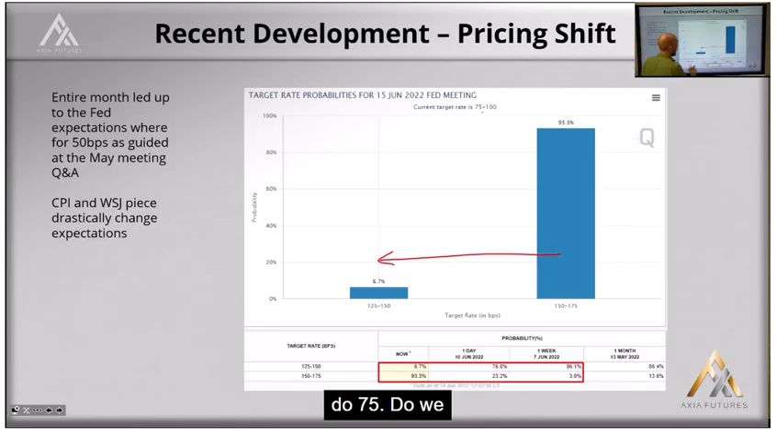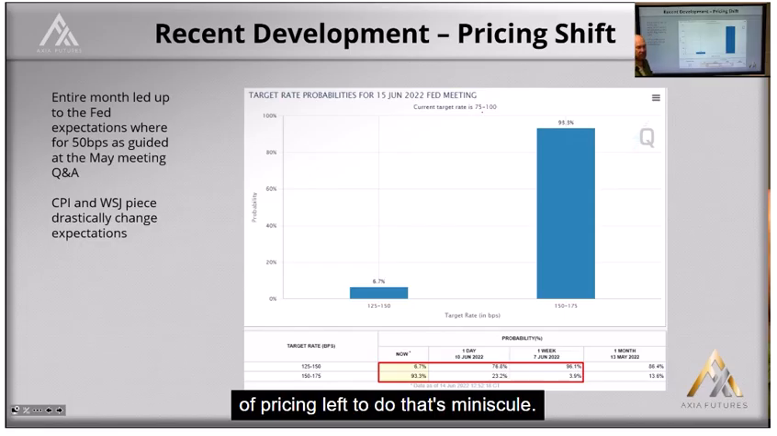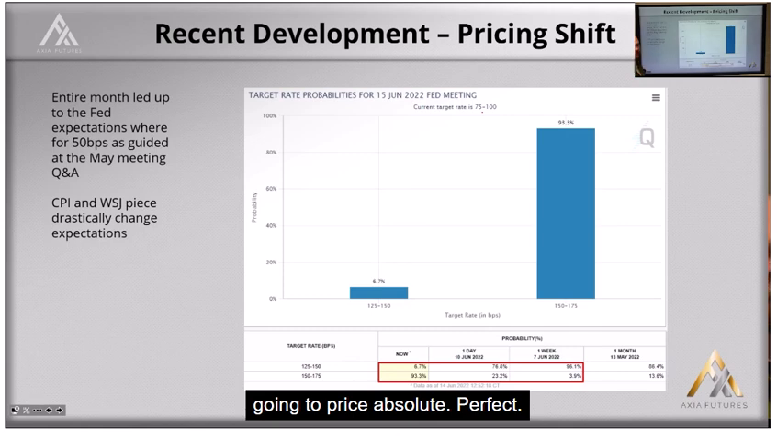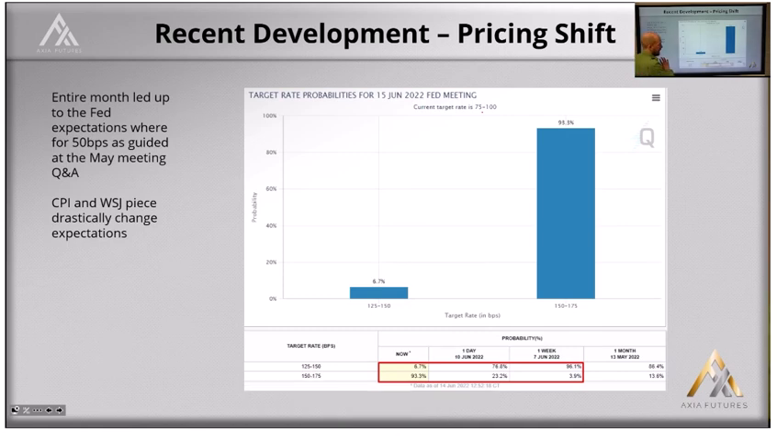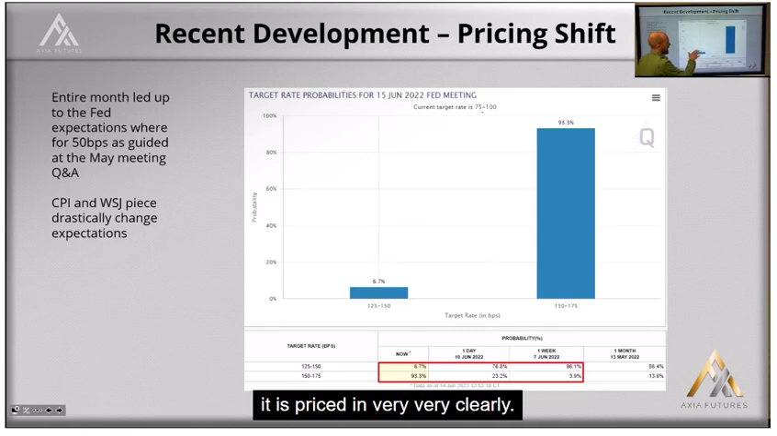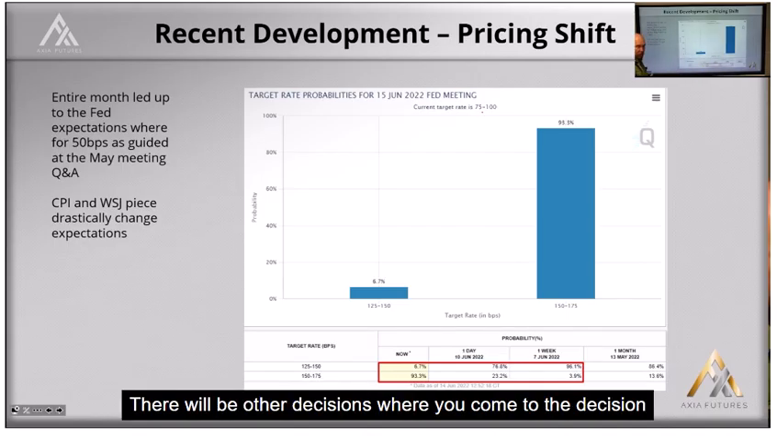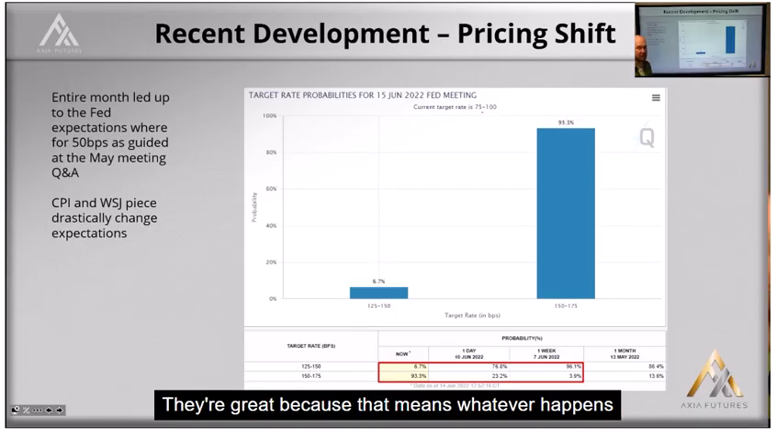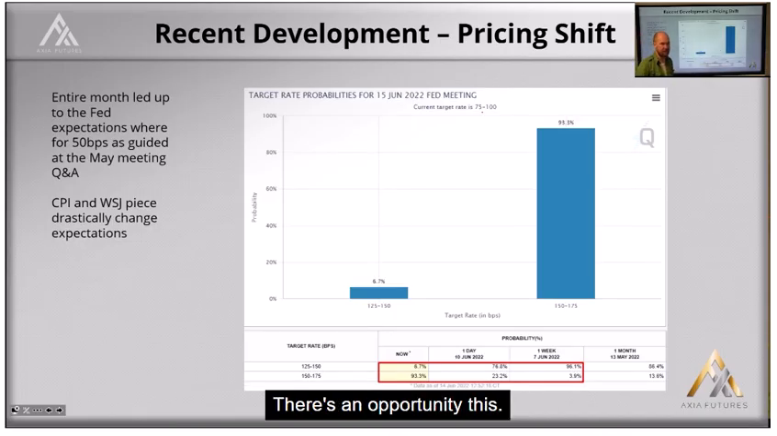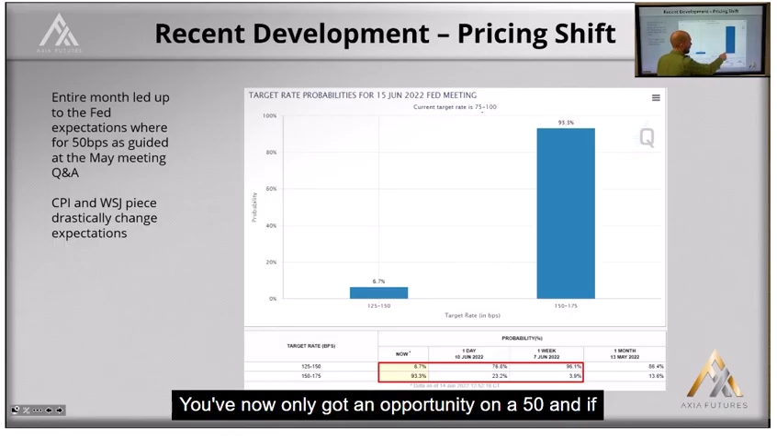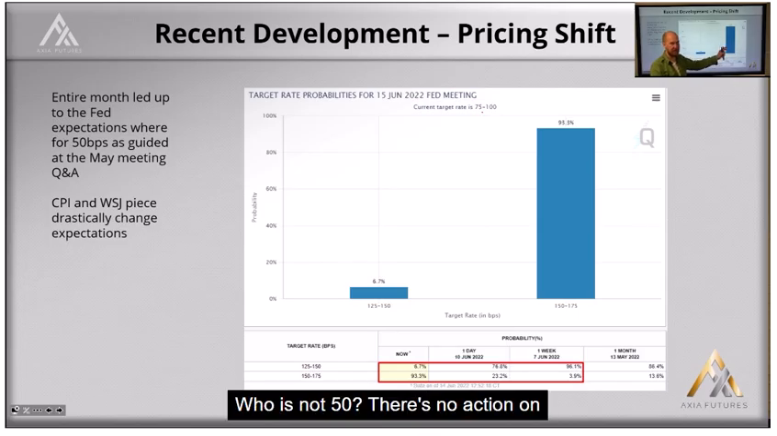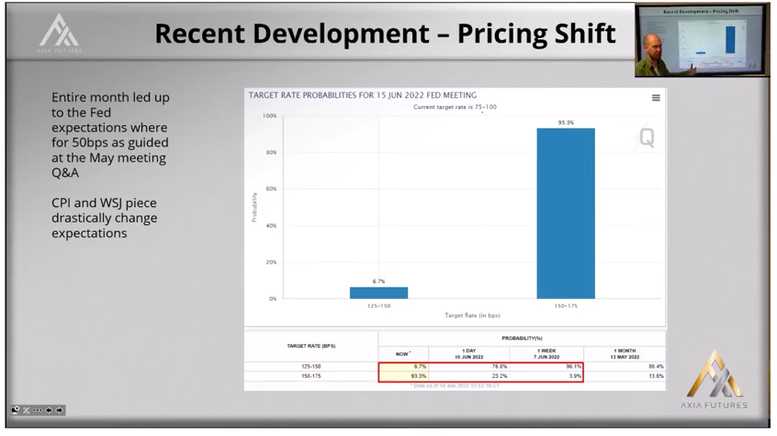If they do 75, do we need to do anything more? No. There is 6% of pricing left to do. That's minuscule, and that could be done with a little bit of variation. It's never going to price absolutely perfectly. So the market has moved, it has priced a certain thing in, and it has priced it in very, very clearly. There will be other decisions where you come to the decision, and this is bang 50-50. They're great, because that means whatever happens, there's an opportunity. This one, you've now only got an opportunity on 50, and if it's not 50, it's highly unlikely to be 100 basis points. If it's not 50, there's no action on it, there's no opportunity.